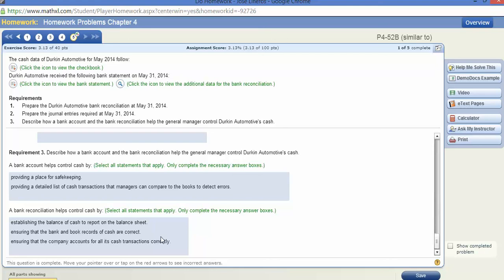Like it says ridiculous things like detects fraud. One of them, it says it gives you a place for safekeeping. Well, a bank reconciliation doesn't give you that. But these are the things that a bank reconciliation allows you to do, and these are the things that a bank account allows you to do.